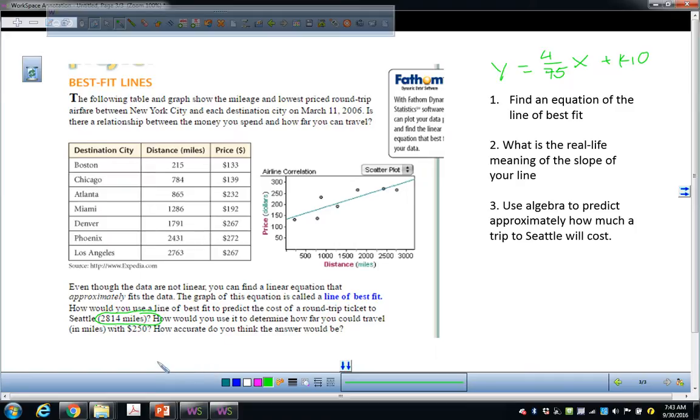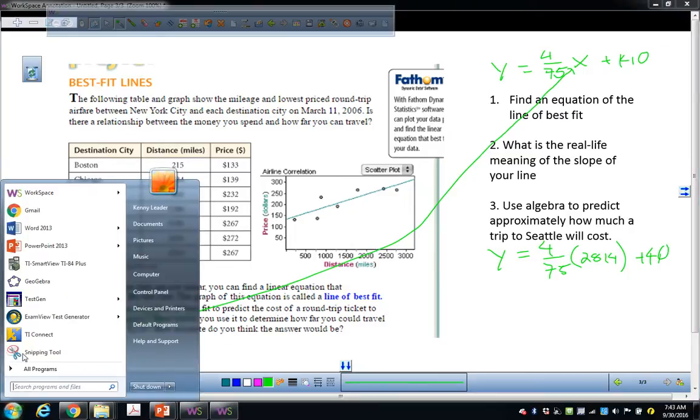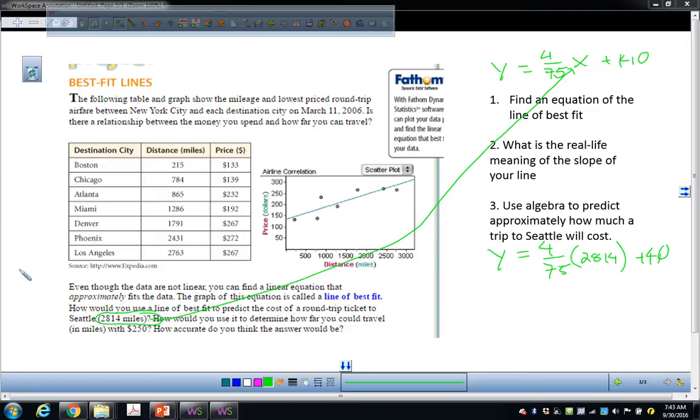So how do I do that? You just plug in for what? For X. So you would plug 2,814 miles in for X. So you go 4 over 75 times 2,814 plus 140. I'm going to grab my calculator since I'm lazy.